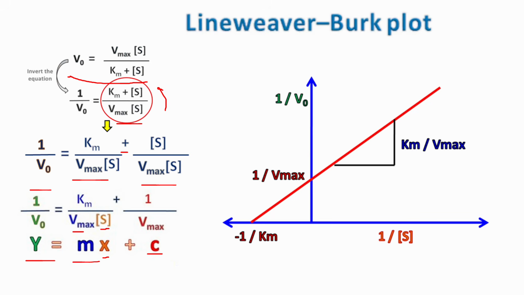Look here, on the y-axis it will be 1 by V0, on the x-axis it will be 1 by S, and the slope M will be Km by Vmax.